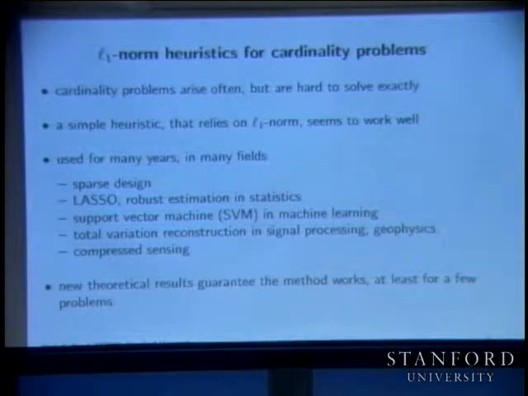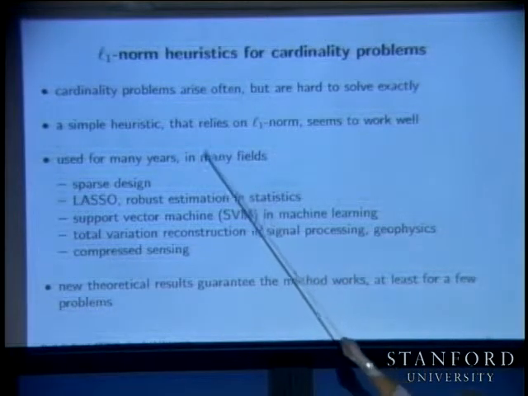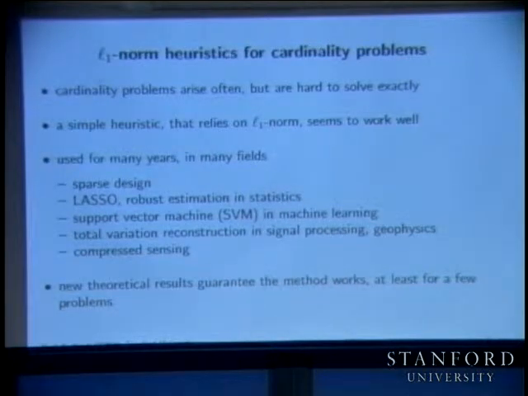The other interesting thing is that there's a simple heuristic that relies on the L1 norm. I forgot to mention my list of fancy names. Compressed sensing is one that's making the rounds in statistics and applied mathematics, so you'll hear that. It's got lots of names, but as I think of them, I'll mention them.